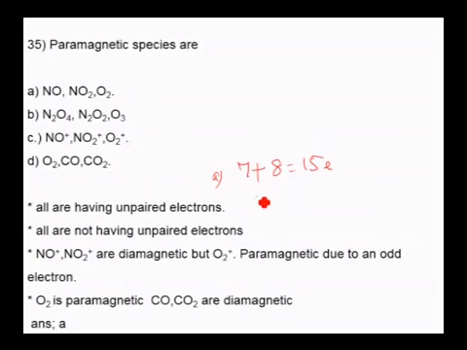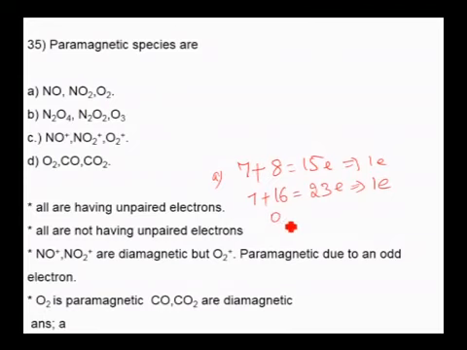So, NO2: 7 plus 16. 2 oxygen atoms are there, each oxygen atom has 8 electrons, 8 plus 8 is equal to 16, 16 plus 7 is equal to 23 electrons. So, this is also 1 odd electron, or 1 unpaired electron.